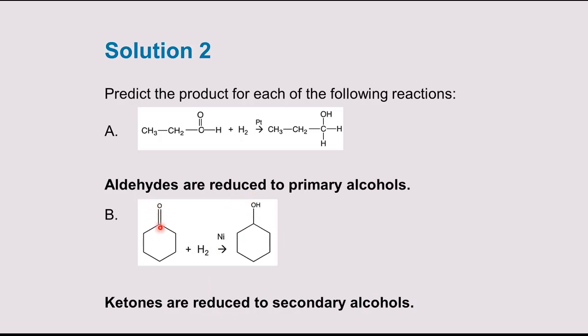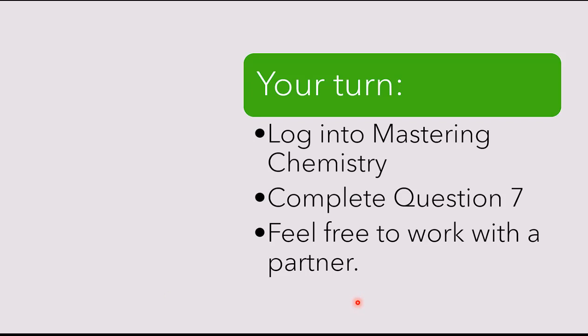The oxygen-carbon double bond is reduced to a single bond. Then we put a hydrogen on this oxygen, and what you don't see but is there is that another hydrogen is added to this carbon as well. So ketones are going to be reduced to secondary alcohols. Why don't you go back to Mastering Chemistry on Chapter 7 and practice this skill. Pause here, and when you're ready, come back.